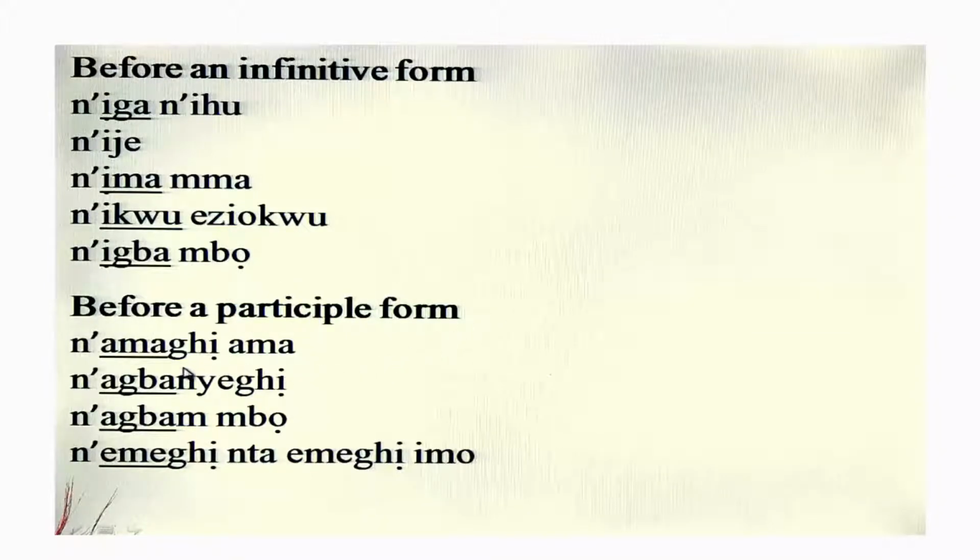Before a participle. When na is preceding a word with a participle form, it is written with an apostrophe. Look at this. This is a participle, ama. Na-amaghị ama, unknowingly. Na-agbanyeghị, in spite of. Na-agba mbọ, in hard work. N'emeghị nta, n'emeghị imo, without doing anything whatsoever. Alright, that is that for na as a preposition.